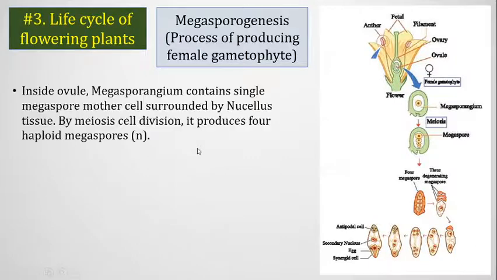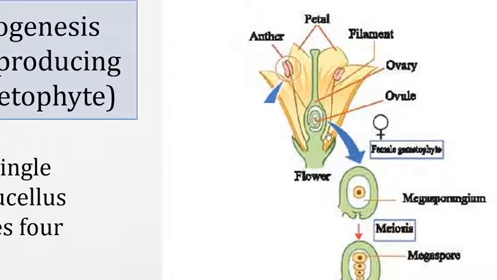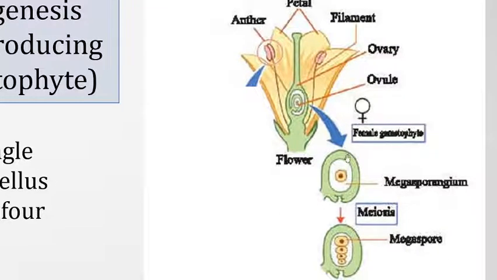We start from the ovule of the flower. Inside the ovule, the megasporangium, the sac, contains a single megaspore mother cell that is surrounded by nucellus tissue, and by meiosis cell division it produces 4 haploid megaspores. At first we start from the carpel, and inside the carpel there is the ovule, and here we see that the ovule, this green part, is called the nucellus tissue that surrounds the megasporangium.